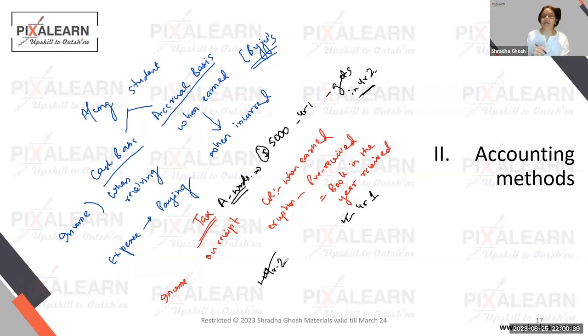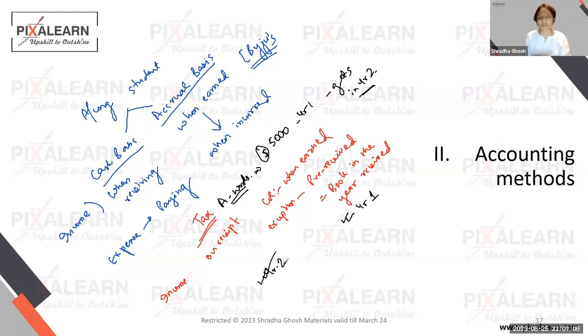General rule, it is on receipt for a cash basis taxpayer. For an accrual basis taxpayer, the general rule is it is on earned. But in case somebody receives an income in advance, then I'm going to offer it to taxation in the year of receipt itself. Is this clear? Is this clear to everybody? This is a very big difference, guys.